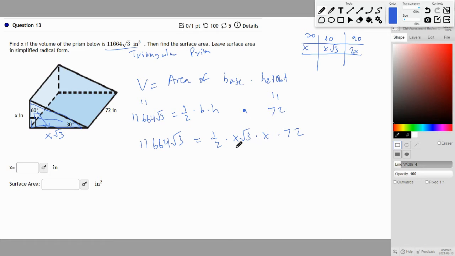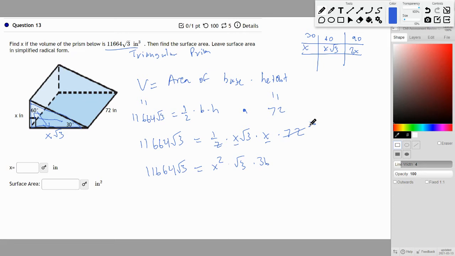Now, there's this root 3 here. So please keep it as root 3. Don't multiply it and make a decimal here. We don't want to do that. So let's think. 1/2 of 72, if you did that in a calculator, is going to be 36. And then x times x is x squared. So if we keep going here, we have 11,664 root 3 is equal to x squared times root 3 times 36.